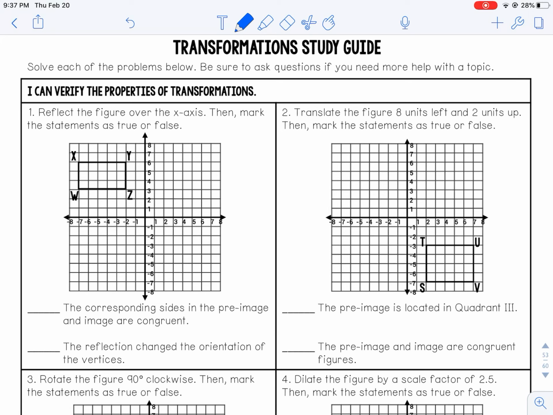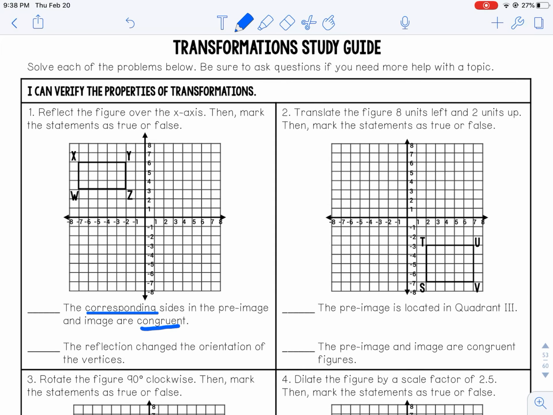All right, so with the Transformations Study Guide, there's lots of questions here. We are going to skip a few of them. I'm just going to walk you through a couple of the questions to make sure that you're doing okay. The first thing that we're going to look at is make sure that we know what corresponding means. Corresponding sides in the pre-image and the image are congruent. And let's make sure that we also know what congruent means. Congruent means that it is the same shape and size or equal measure.